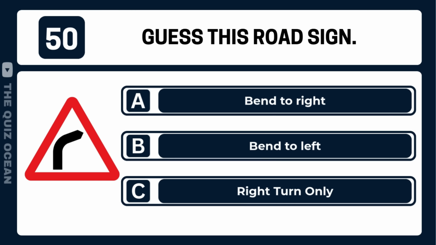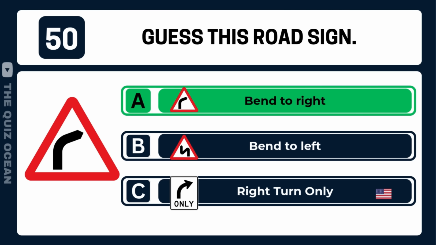Guess this road sign. Right. That is the bend to right sign.